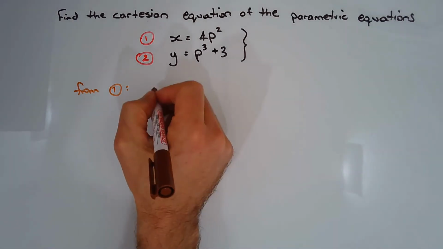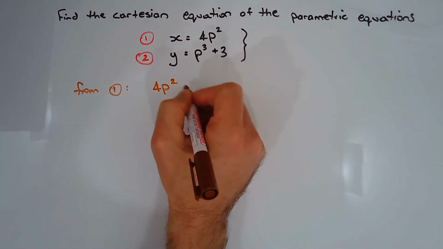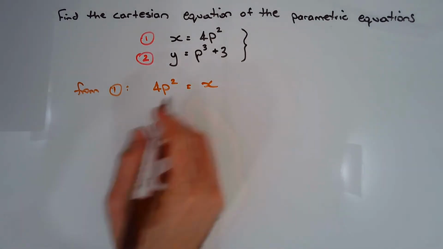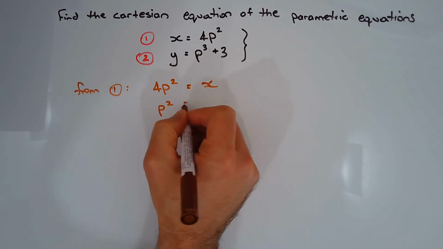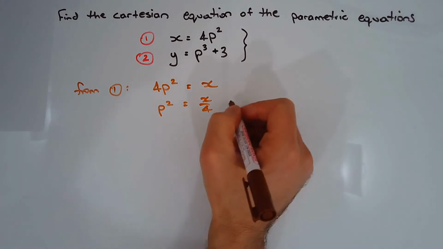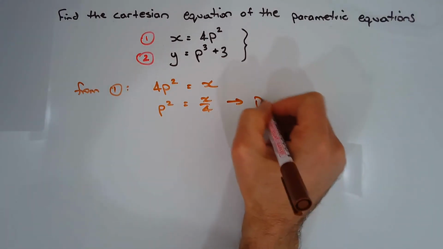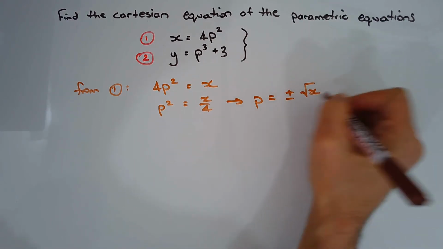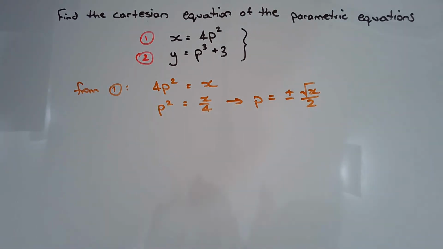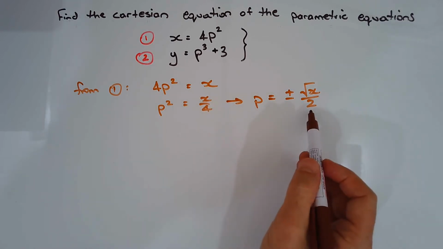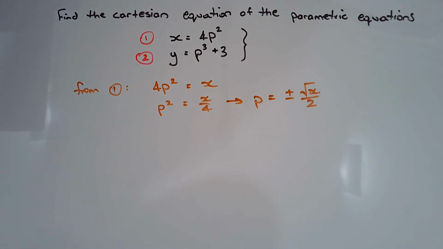So from 1, we have 4p squared is equal to x. I'll just switch them around. Divide both sides by 4. So p squared is equal to x over 4. Now we take the square root of both sides. So p is equal to plus or minus the square root of x on 2. Taking the square root of the numerator and denominator, of course the square root of 4 is 2. So p is plus or minus the square root of x, over 2.